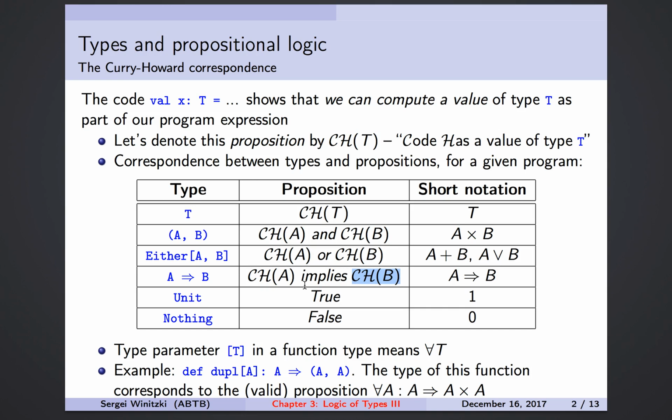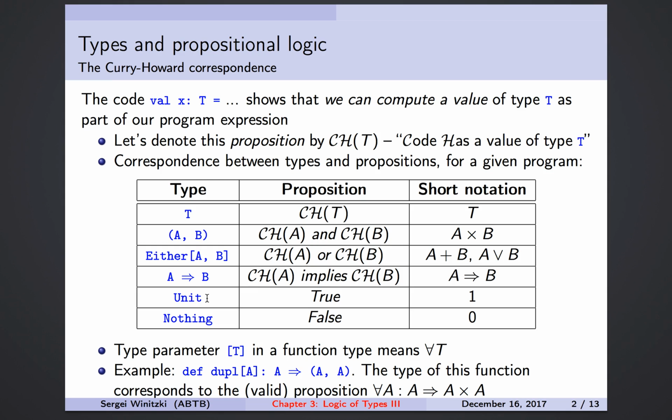So in the logical language, this is an implication. Again, a logical operation of implication. This proposition implies that proposition. So if you have an A, then you also can have a B. It doesn't mean, though, that you have an A. So having the function expression doesn't mean you have any values of type A at all. But should you get them at any point, you would be able to apply this function to them and get the B, or the values of type B.